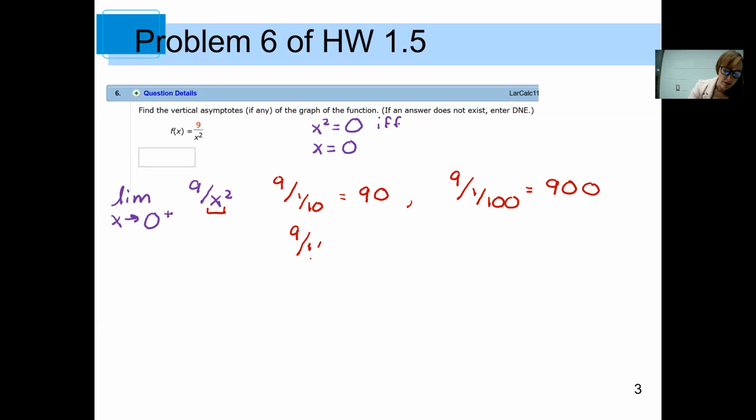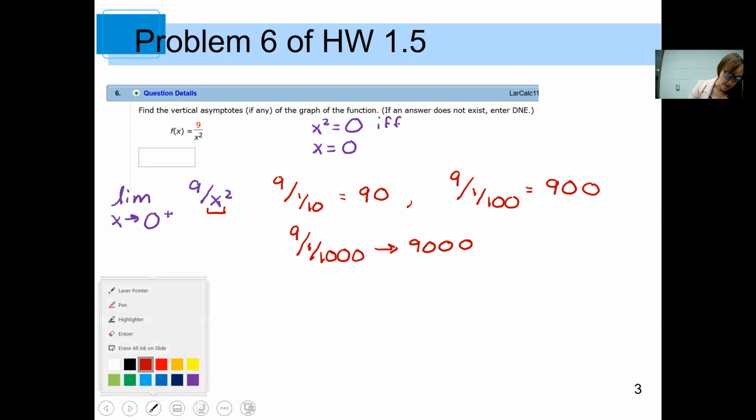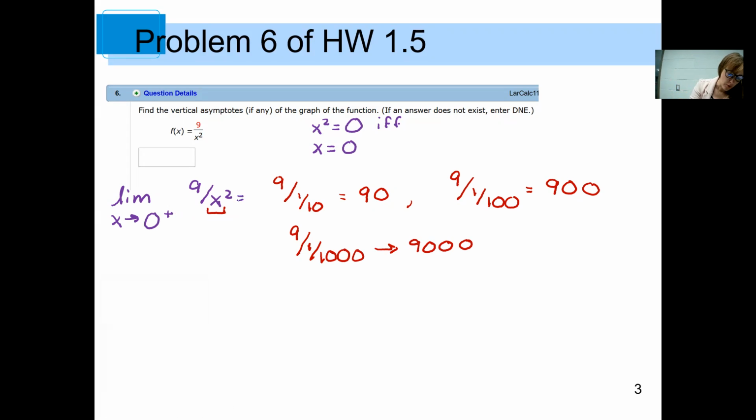And then hopefully what you see is that as that denominator gets infinitesimally small, if I divide 1 by something that's getting infinitesimally small, this as a whole is going to go infinitesimally large. And that 9 just helps us get larger faster. So if we approach 0 from the right, we see that this is going to approach infinity. So that's a good start.